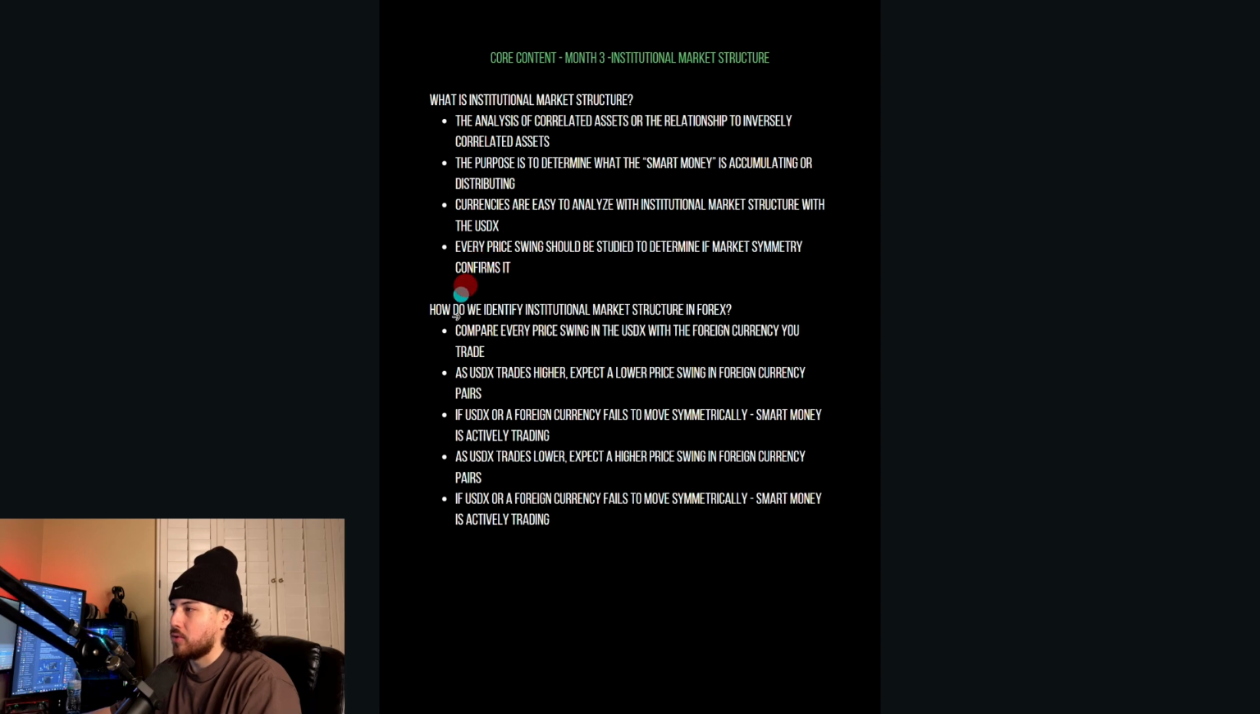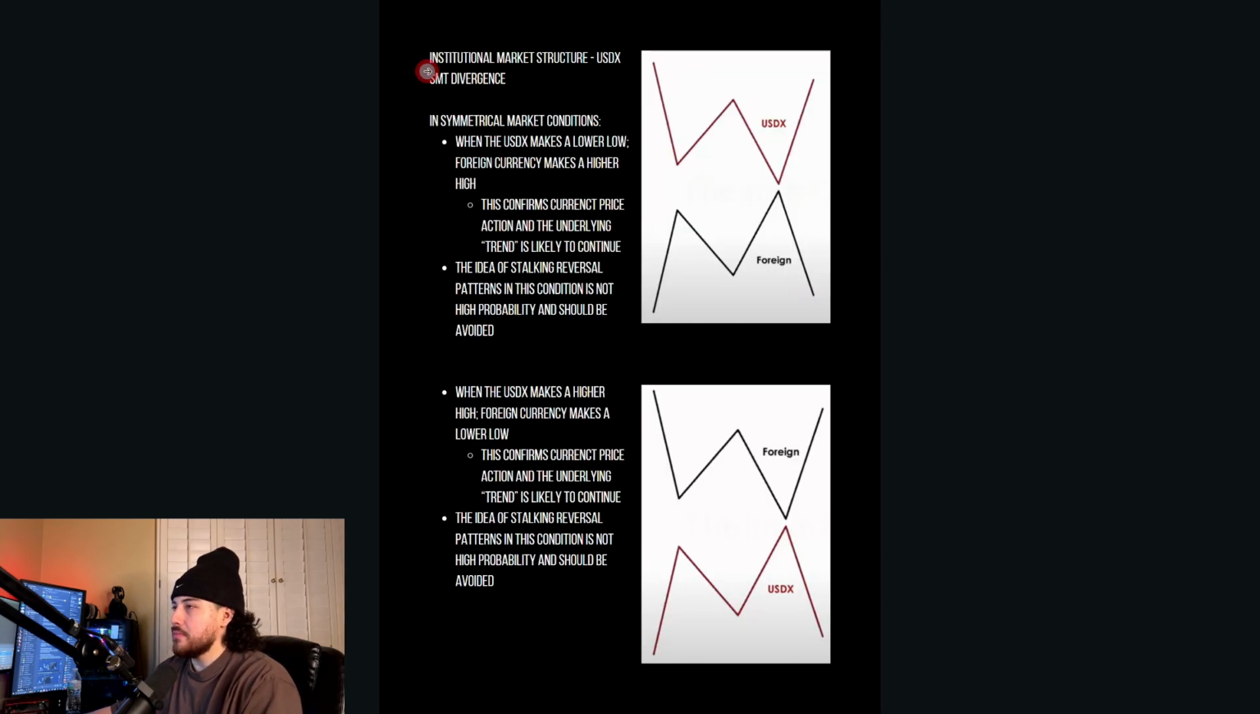So we'll break these down more in detail very soon. Institutional market structure, USDX, SMT divergence. In symmetrical market conditions, when the USDX makes a lower low, foreign currency makes a higher high. This confirms current price action and the underlying trend is likely to continue. The idea of stalking reversal patterns in this condition is not high probability and should be avoided.